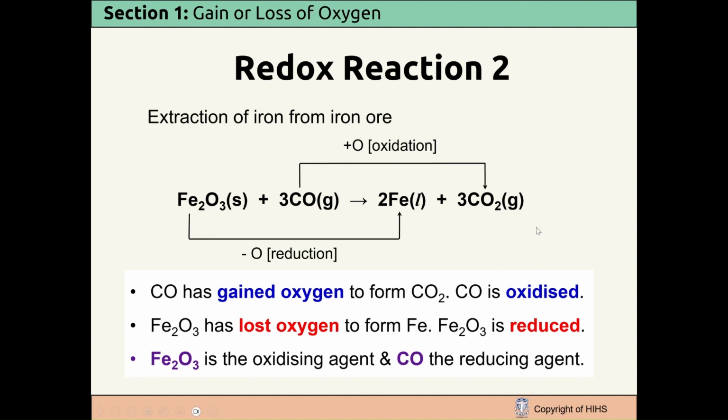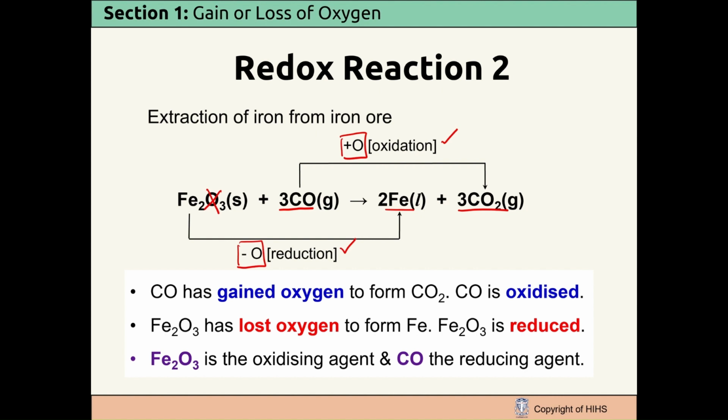Okay, so reinforcing it again. Carbon monoxide gains oxygen to form your carbon dioxide, so it's an oxidation reaction. Your Fe2O3 loses oxygen to form your Fe. It loses oxygen, so it's a reduction reaction. So your carbon monoxide is oxidized, and then your Fe2O3 is reduced.